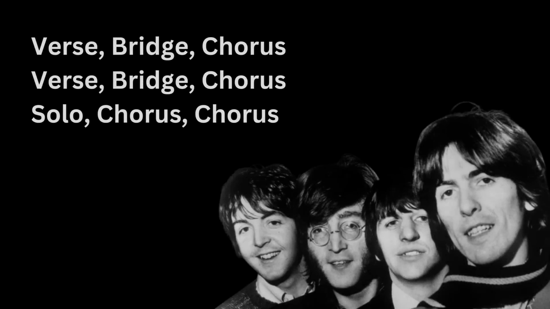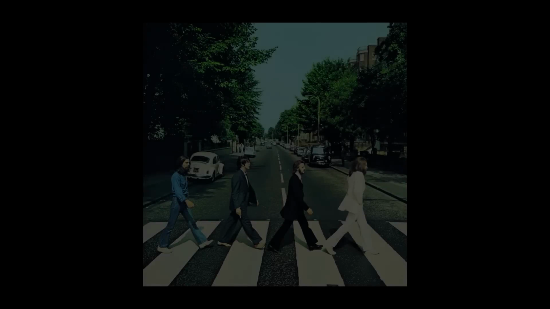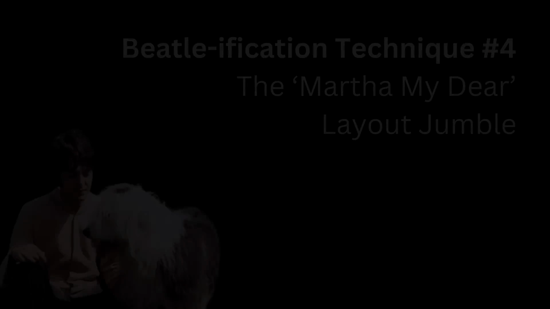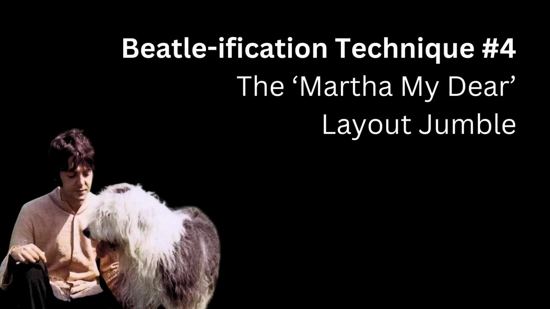Maybe. But that's because the Beatles, especially in the second half of their careers, would often consciously avoid going verse, bridge, chorus, solo, double chorus, finish. They tried to change things up constantly, throwing in unexpected rearrangements to make their songs less predictable and more musically interesting. Which brings us very quickly onto Beatles song number 4, the Martha My Dear layout jumble.